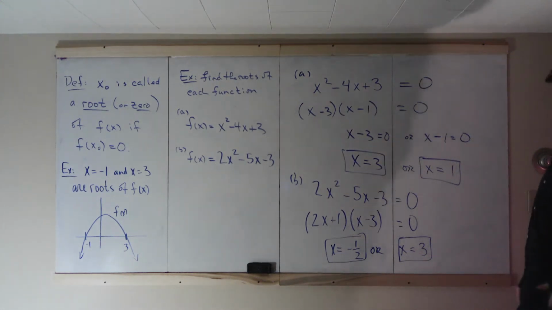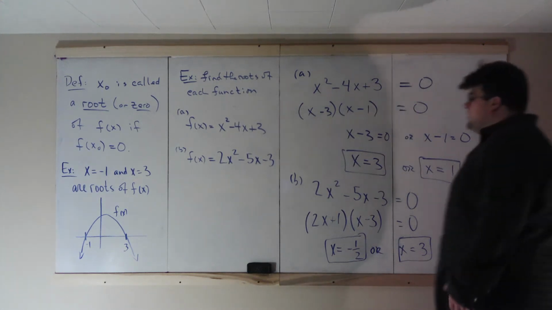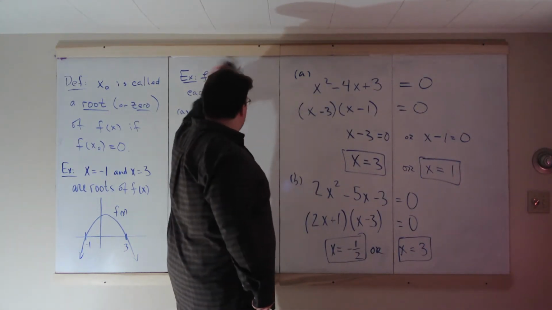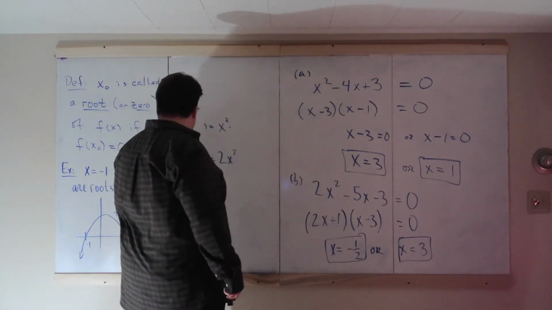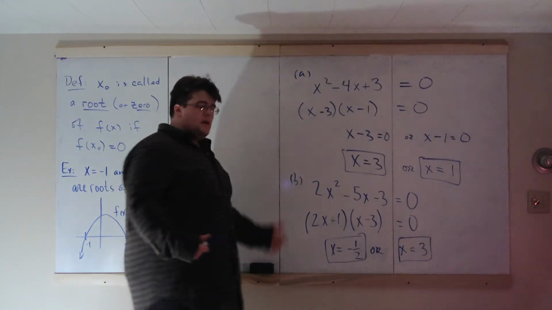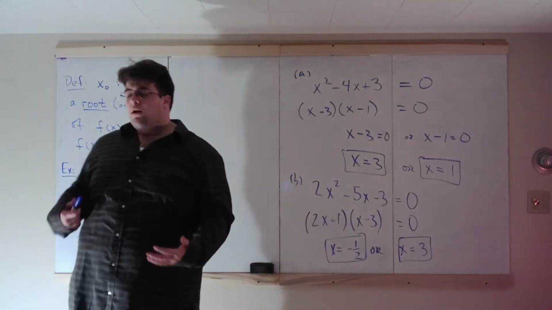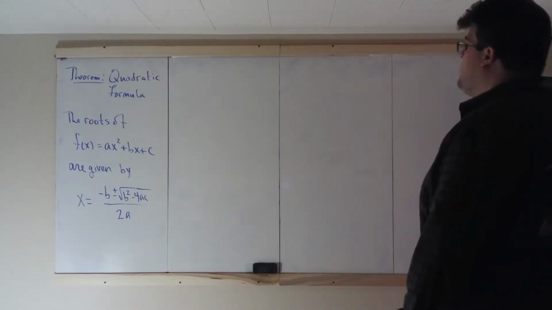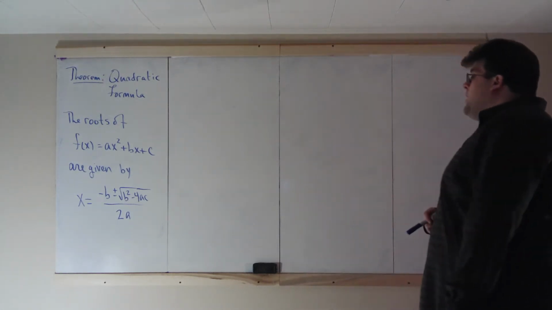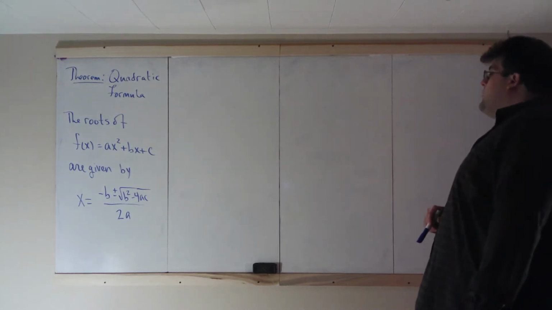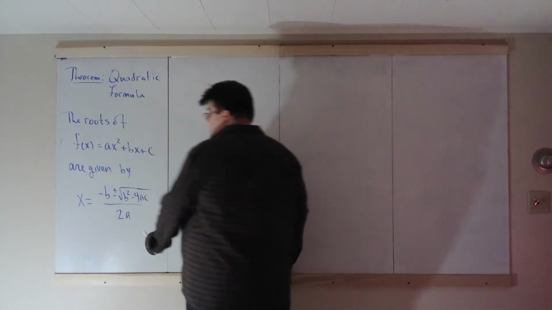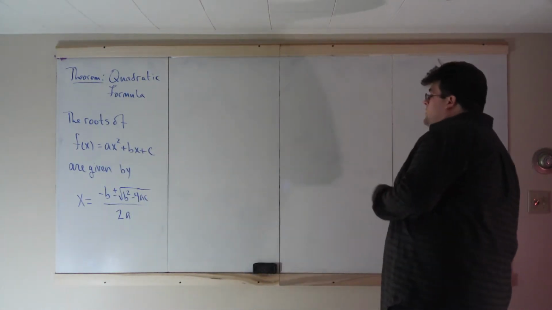Now, we found roots of these. These conveniently factored. And, well, it'll be very common that the functions we have conveniently factor. If they don't, however, factor, is there a way we could find these roots? Well, the answer is yes, we could. And we can do that by completing the square. So we have this theorem, the quadratic formula. The roots of a quadratic function, ax squared plus bx plus c, are given by x equals negative b plus or minus root b squared minus 4ac all over 2a.